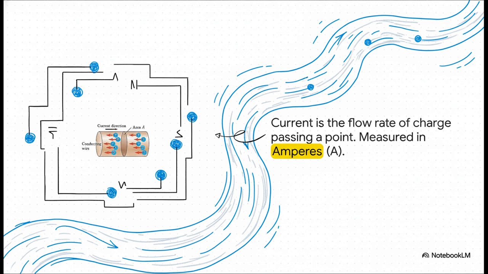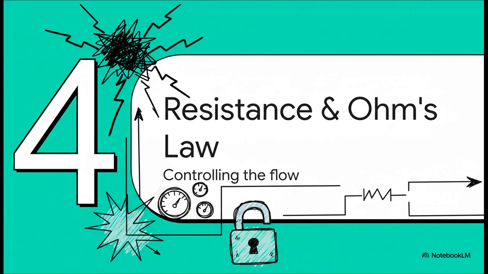More amps means a stronger, faster flow. But here's the thing. A river without any banks is just a flood. An uncontrolled flow of energy is just chaos. A spark, and then it's gone. To build anything useful at all, we need the third and final piece of the puzzle, control.